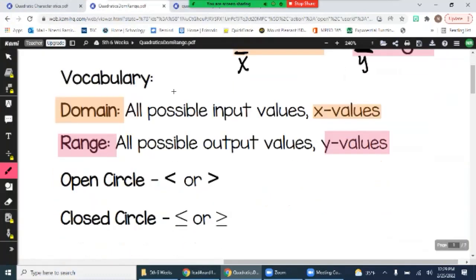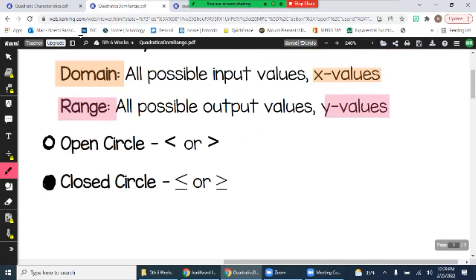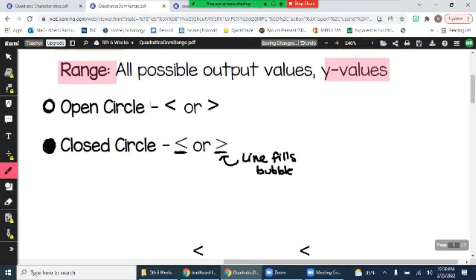Now with domain and range, we worked with open and closed circles. If it's an open circle, it's just a circle not filled in. Closed circle, it is filled in. What did we use to help us remember when to fill it in or not? The line. We said if the inequality is underlined, we think of the line filling in the bubble. The line fills in the bubble.